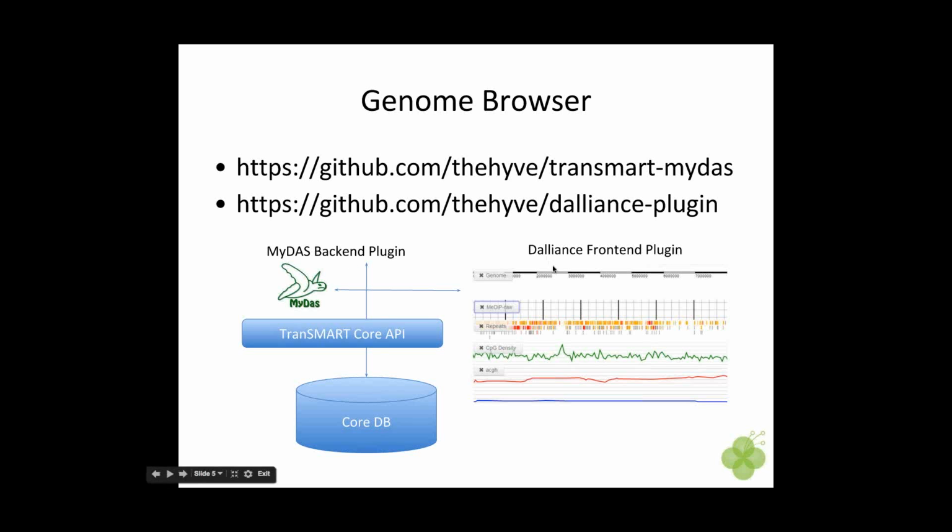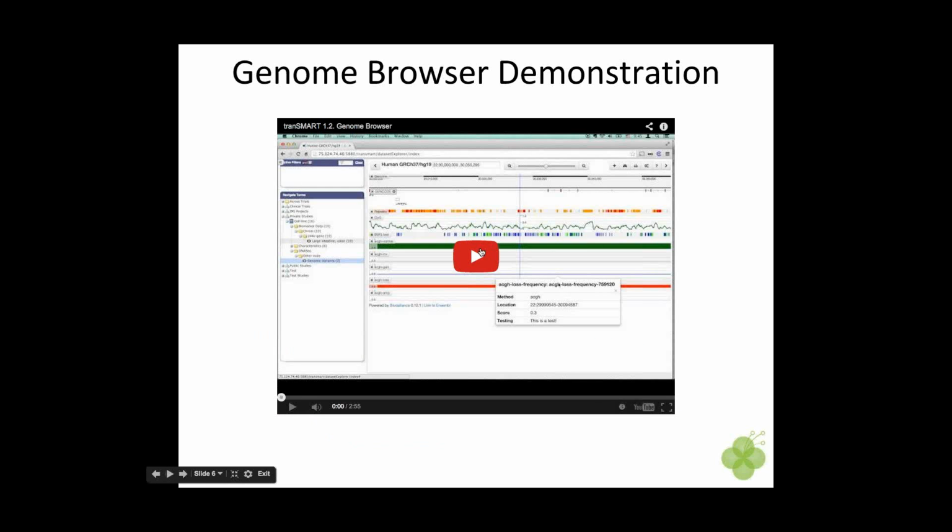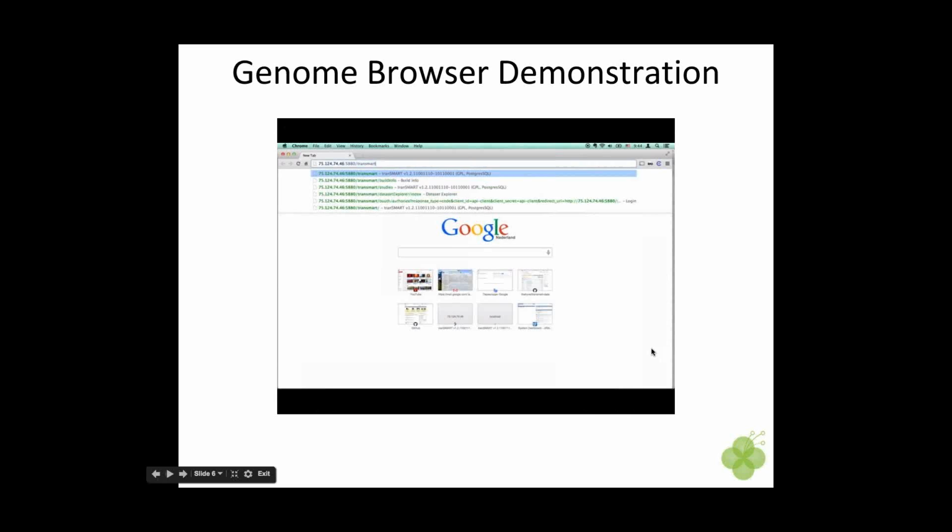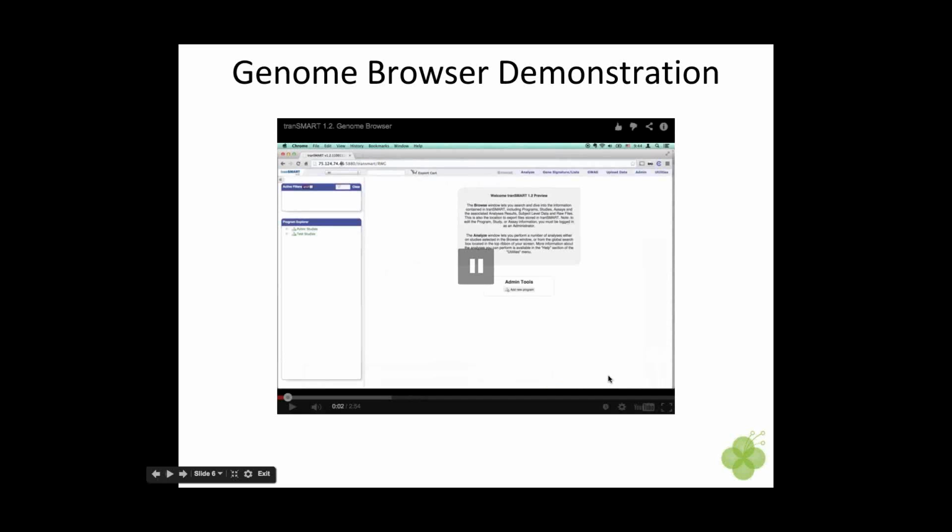So when you browse in the screen of Dalliance, it will in the background issue a request for the track information that's being shown in a particular window that you're looking at, and it will then do that via the DAS protocol, and the MIDAS plugin will transfer that information back directly to your browser. All right, so let me just show you this now live.